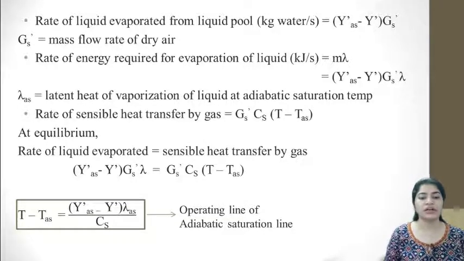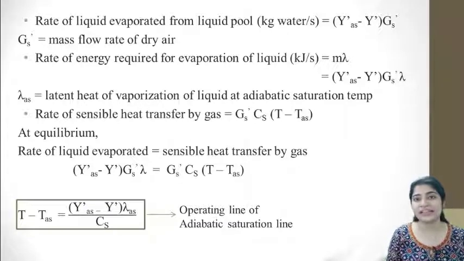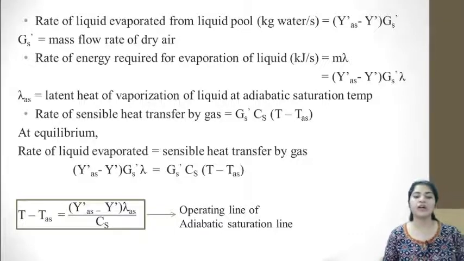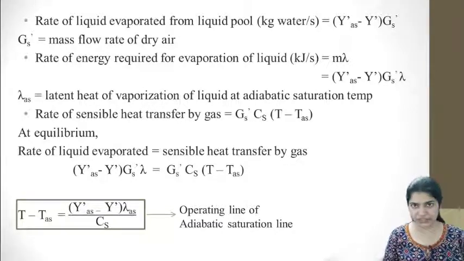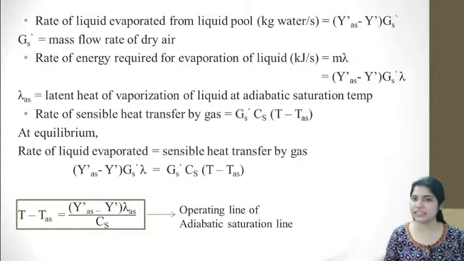Next, note down that lambda_as is the latent heat of vaporization of liquid at adiabatic saturation temperature. The energy which is required is at adiabatic saturation temperature, hence at that particular temperature you must have that data. Now the rate of sensible heat transfer by gas is the mass flow rate of gas, Gs', into Cs, the humid heat, into (T minus Tas).